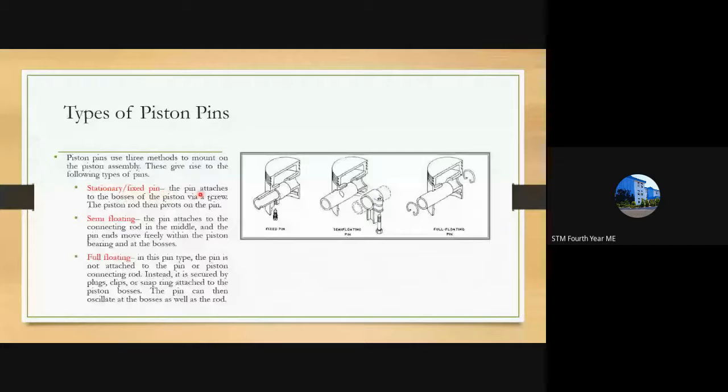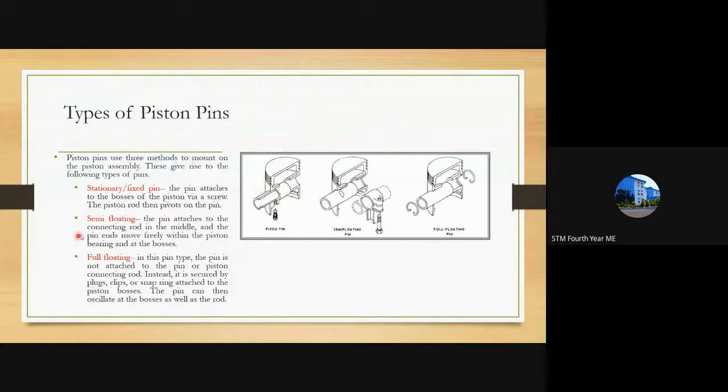The pin attaches to the bosses of the piston via a screw and the connecting rod then pivots on the pin. So the piston pin is fixed inside the piston. That is what is known as a stationary or fixed pin. At the next procedure, we connect the small end of the connecting rod onto the piston pin. That is why it's known as a stationary or fixed pin: the pin is fixed onto the piston.